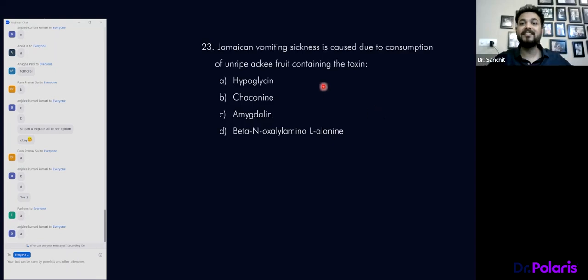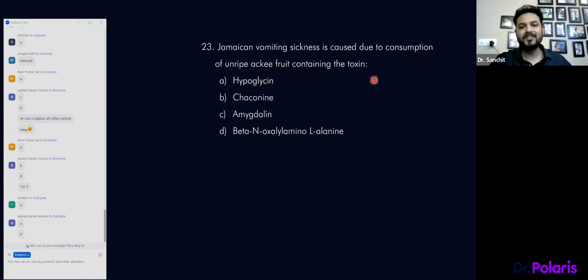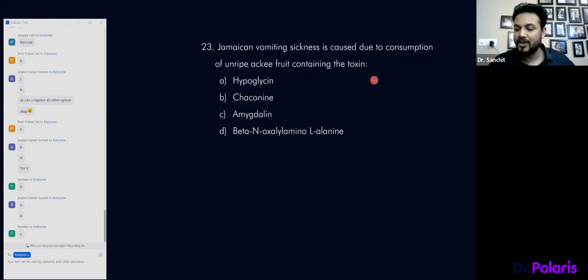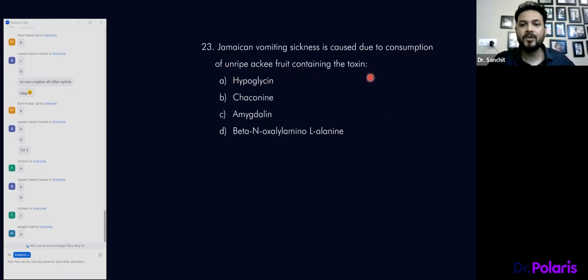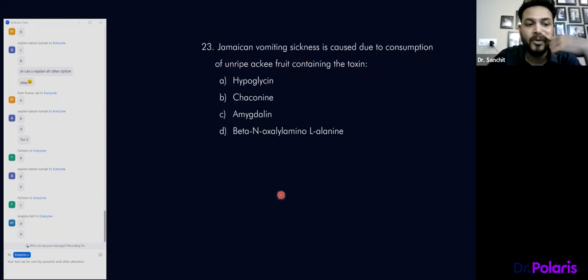Jamaican vomiting sickness is caused due to consumption of unripe ackee fruit. Now, this is a fruit, and this fruit contains a toxin. This is also a very straightforward question, because you don't need to put any logic behind it. This is a fruit which has got a poison in it, and this particular poison causes something called Jamaican vomiting sickness. Can anyone tell me the name of that poison? Anyone? This is a bonus question.